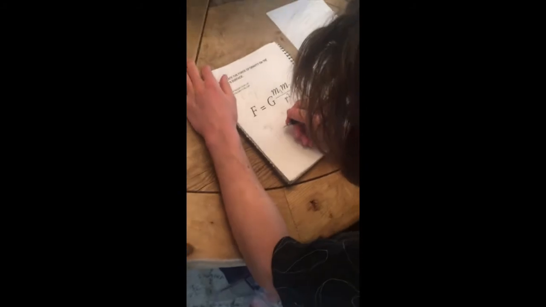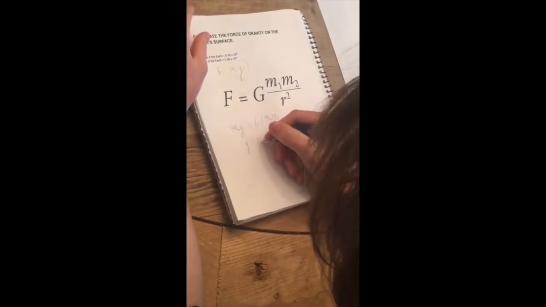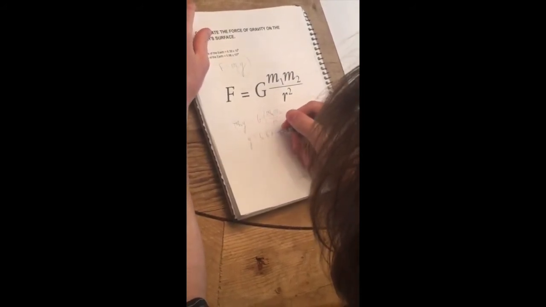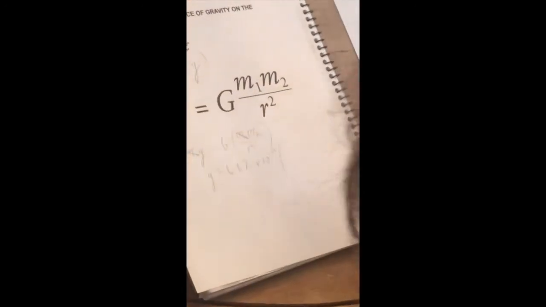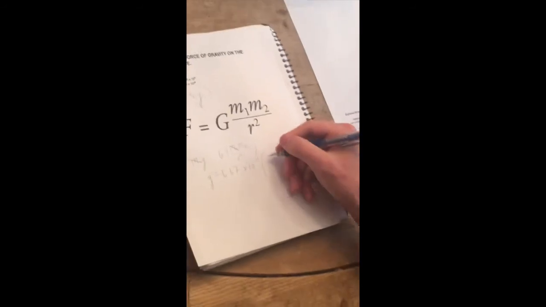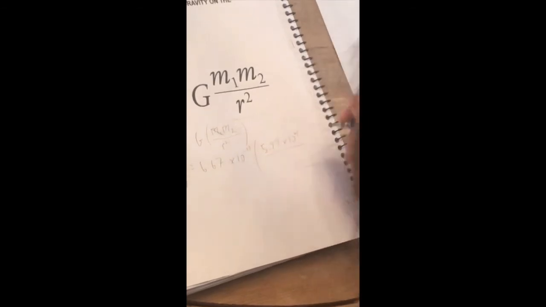So now to find baby G, which is the force of gravity on the Earth's surface, we're going to go ahead and plug in some of these given values. So baby G equals the gravitational constant, which we know is 6.67 times 10 to the negative 11th. And then we're going to multiply that by the mass that we have to use, which is the mass of Earth, which is 5.98 times 10 to the 24th, over the distance between them squared.